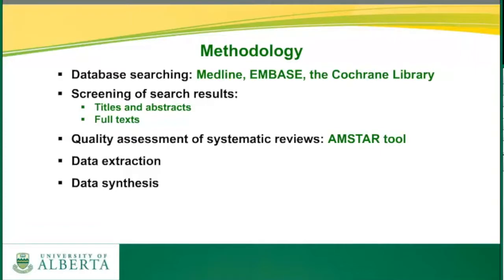overview. After we identify all the eligible reviews, we assess the reviews for quality using a tool called AMSTAR, which refers to assessing the methodological quality of systematic reviews. Then we extracted relevant data from the individual systematic reviews, and then we synthesized the data. So briefly, this is a very simplified way of conducting an overview.